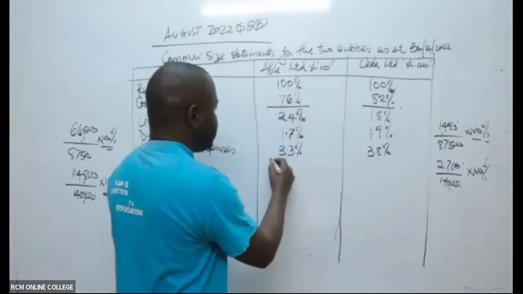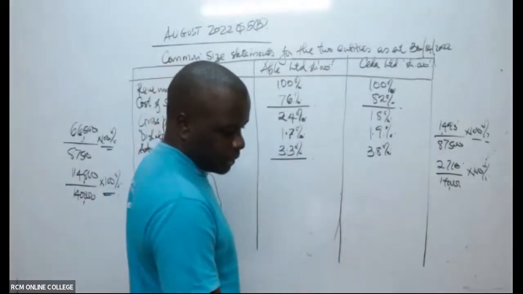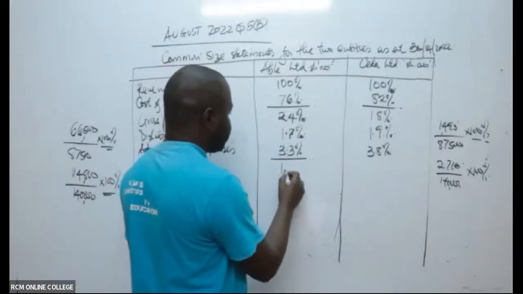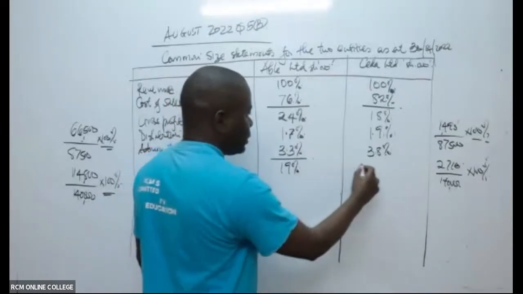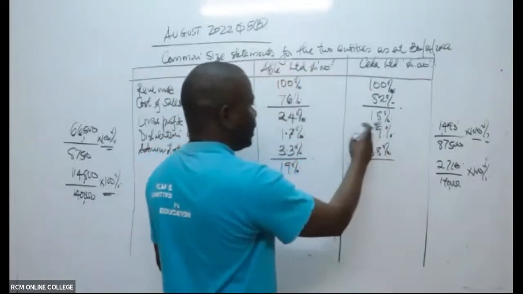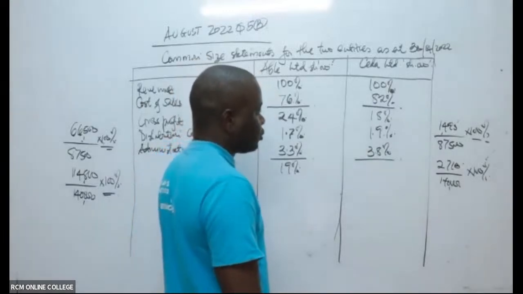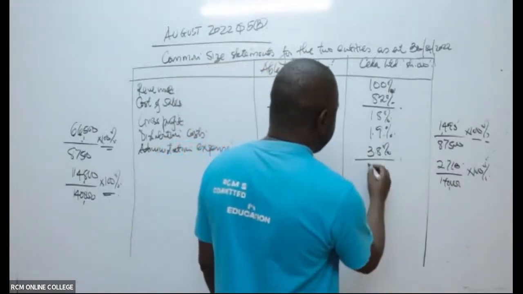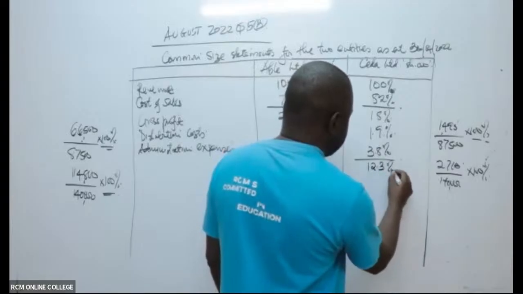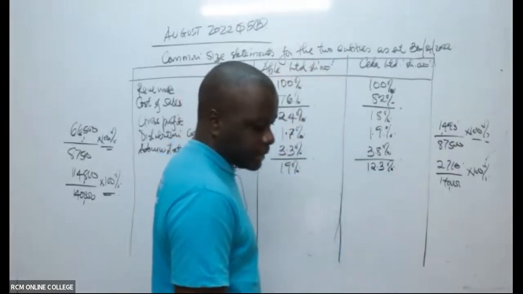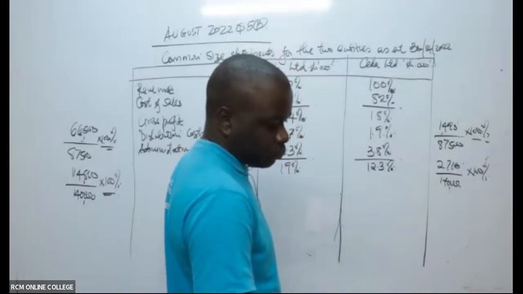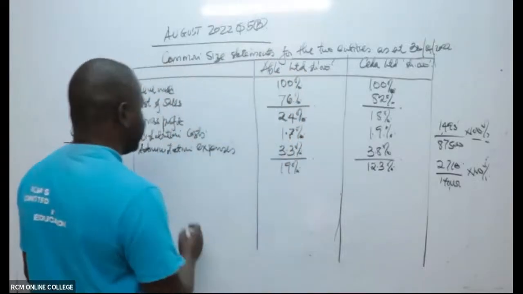Then when you get the difference there, you'll be able to get 19%. When you get the difference here, remember you are lessing. You'll get 12.3%. Then the next item in line is the operating profit.